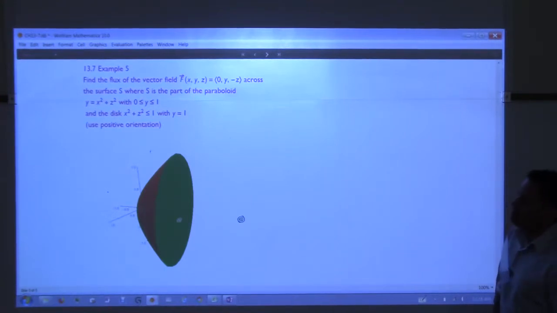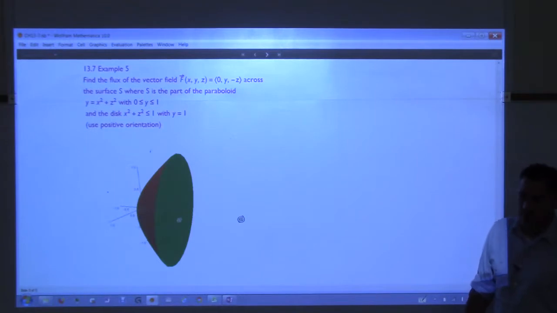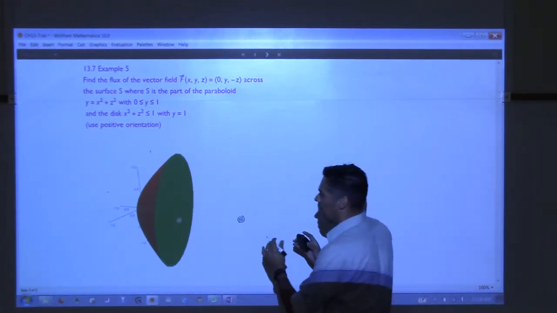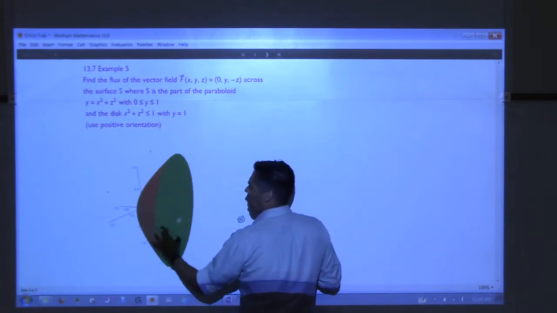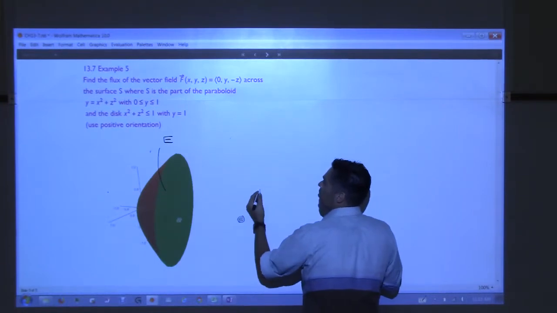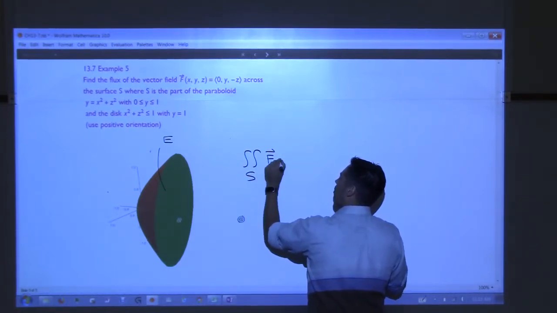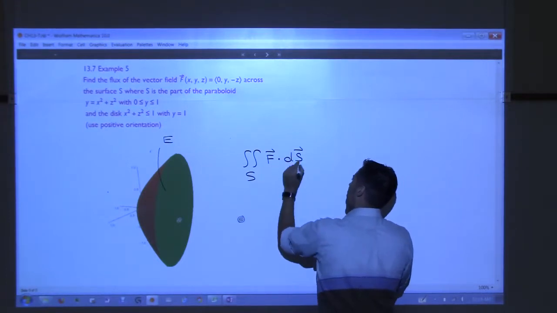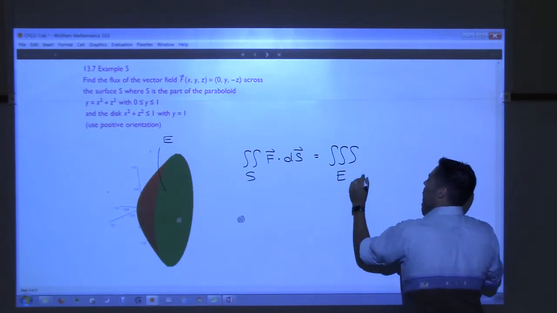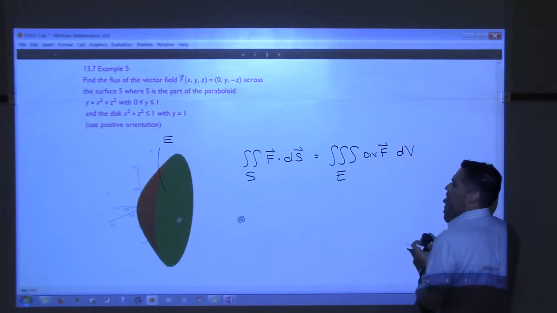But does this surface enclose a solid? Yes. Okay, so since this surface encloses a solid, if we call the solid in here E, according to the divergence theorem, the surface integral over S of the vector field dotted with dS should be equal to the triple integral over E of the div of F dV, with respect to volume.